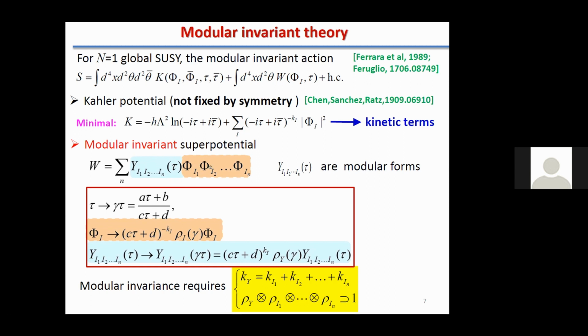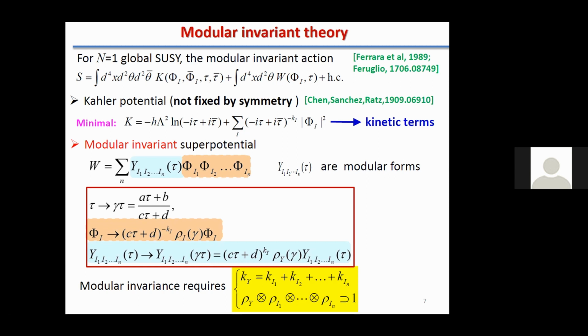Under the modular symmetry, the superpotential has to be invariant. That means the modular form is in a representation of some finite modular group up to some automorphy factor, some power of c tau plus d. And the matter fields also transform in a similar way as the modular forms. They are in some representation of the finite modular group, and they carry some modular weights.